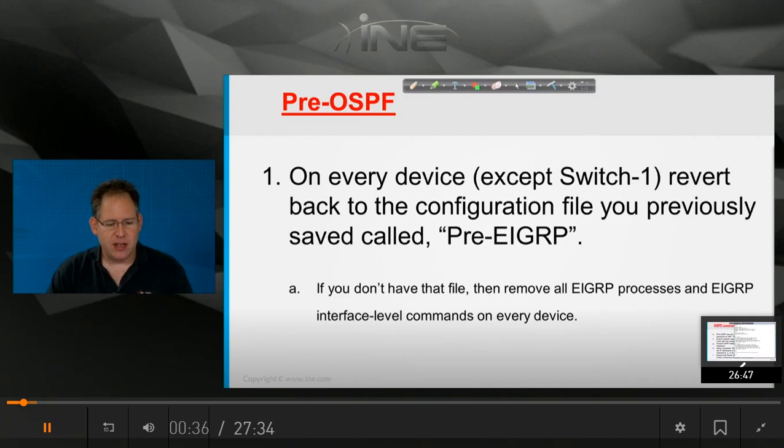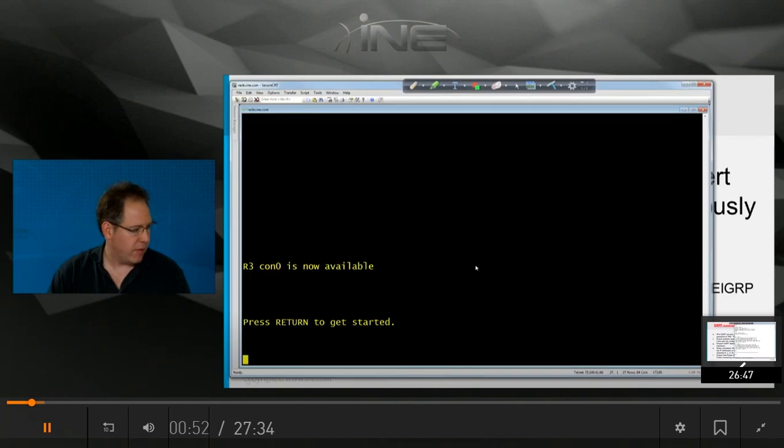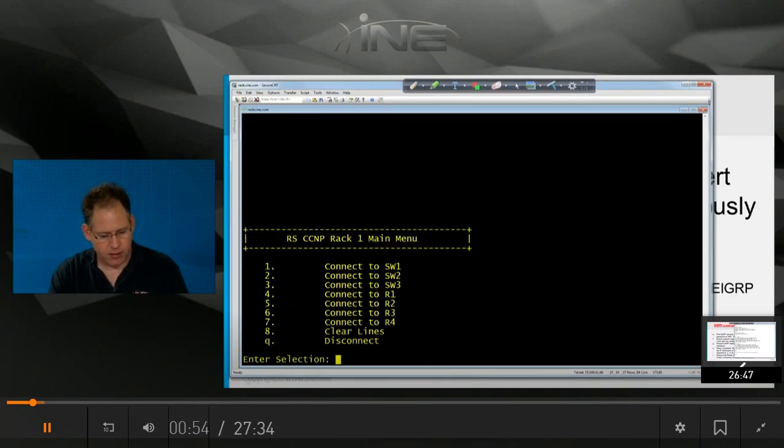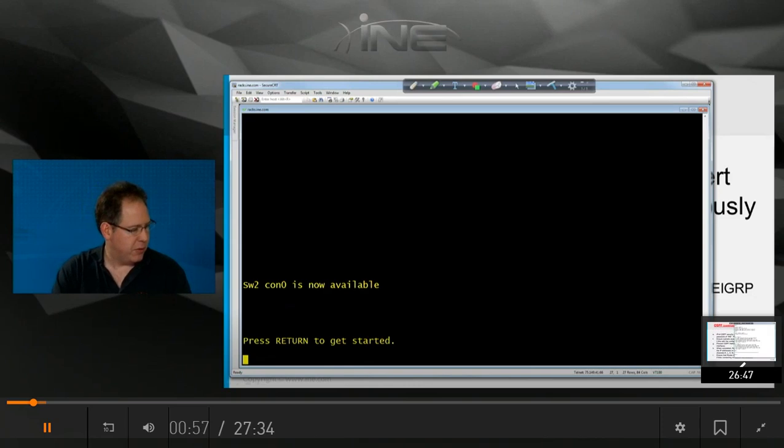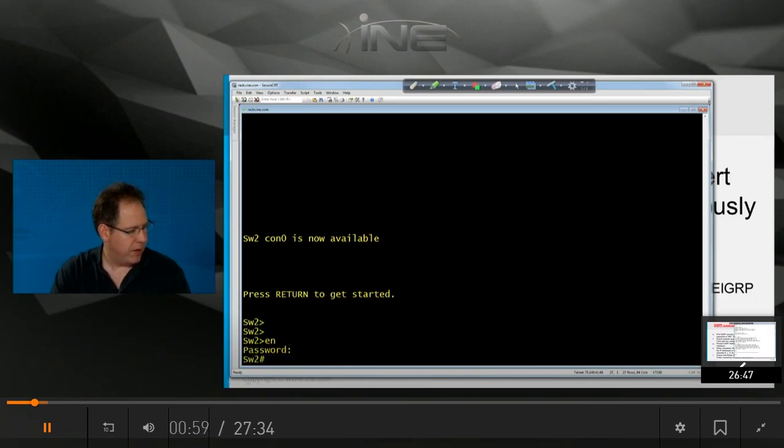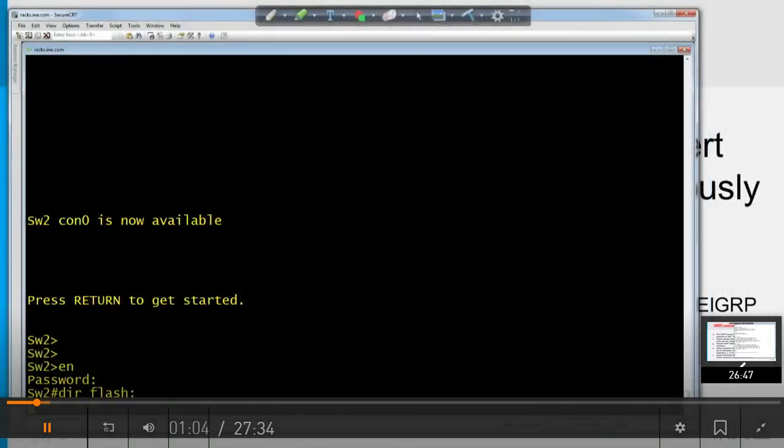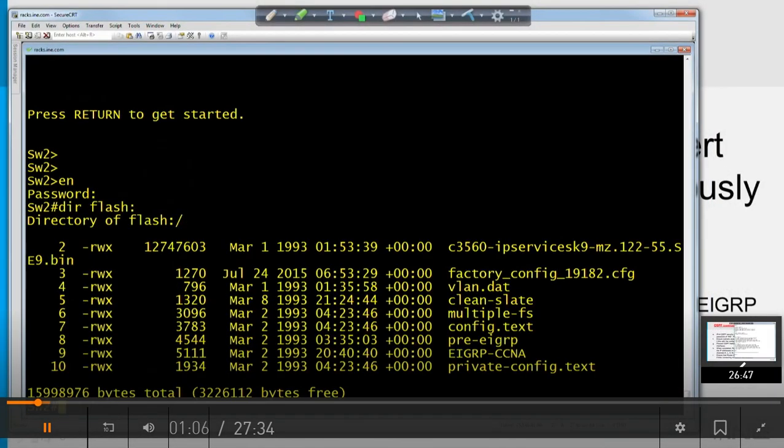On every device, except for switch 1, revert back to the configuration file you previously saved called pre-EIGRP. Or if you didn't save that for some reason, basically just remove all of your EIGRP stuff. So let's go ahead and do that real quickly. We'll start with switch 2. We'll do directory flash just to make sure that it still has the pre-EIGRP in it. There it is.